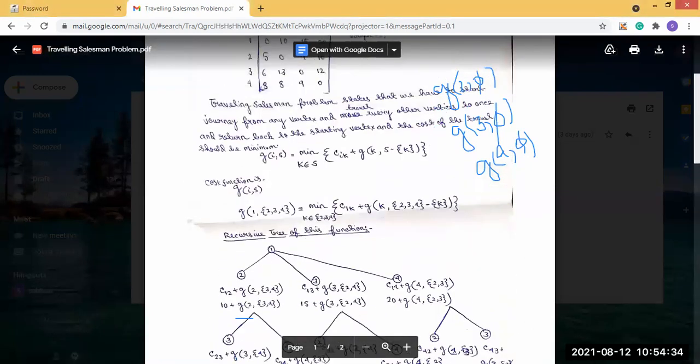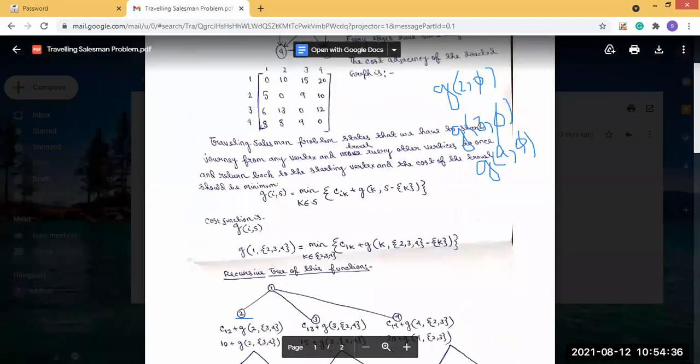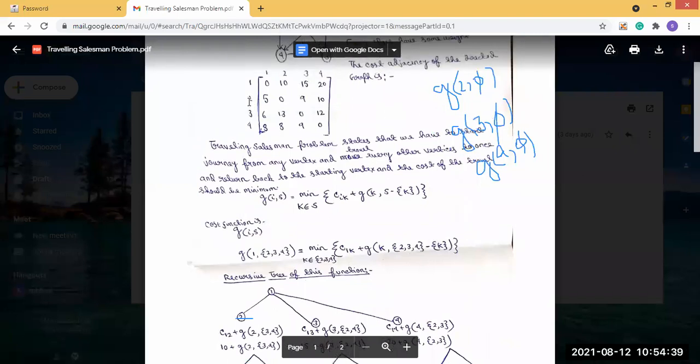So if you see in the cost adjacency matrix, what is the value of 2 to 1? The value of 2 to 1 is 5. So that means this value will be 5. Then 3 to 1: the value is 6, so we will put 6 here. And then from 4 to 1, the value is 8.